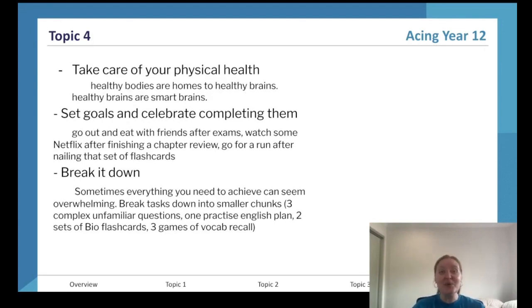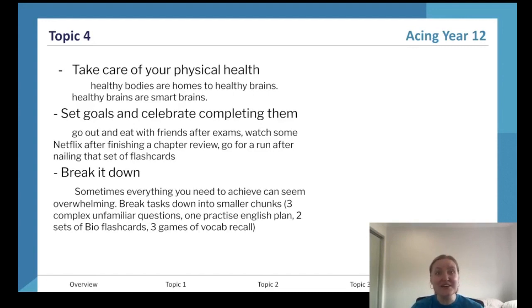It is also really important to take care of your physical health. So healthy bodies are homes to healthy brains. Try and get in the habit of doing a little bit of exercise that you enjoy. It doesn't have to be a lot, it doesn't have to be hectic or crazy, but it's just a good way, again, to be resetting your mind, getting in a good mental space, getting that nice hit of endorphins, which are going to make you feel good about yourself.